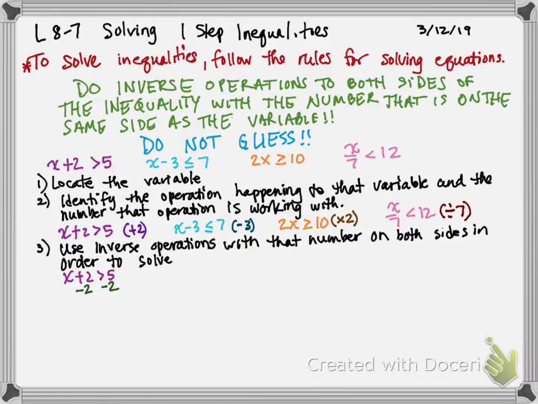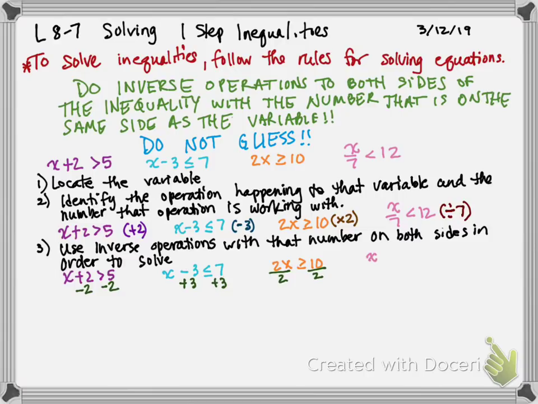Okay, on x minus 3 is less than or equal to 7, the inverse of subtracting 3 would be adding 3 to both sides. On 2x is greater than or equal to 10, the inverse of multiplying by 2 would be dividing by 2. Now, you guys are fighting me on this one too. We show division now with a fraction bar, instead of doing the old-fashioned division symbol. Much cleaner, much more appropriate for your age.